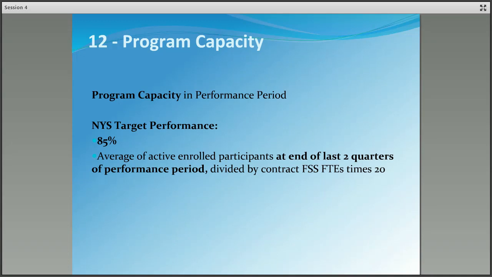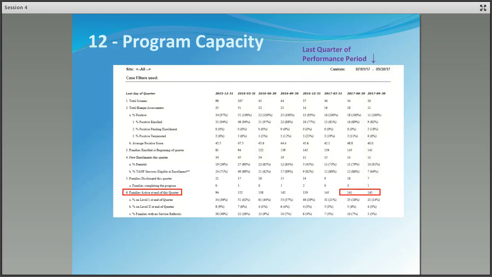Number 12, program capacity. Program capacity examines whether a program has enrolled at least 85% of the families expected by their contract. Contracted capacities are set by OCFS and are related to the number of FSSs a program is contracted for. To note, this item is calculated based on contracted FSSs, not the number actually employed by a program. So if a program is short-staffed and doesn't have as many FSSs as they're contracted to employ, their capacity goal does not change. So let's look at how capacity is calculated.